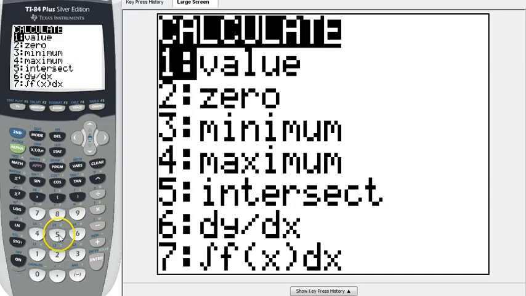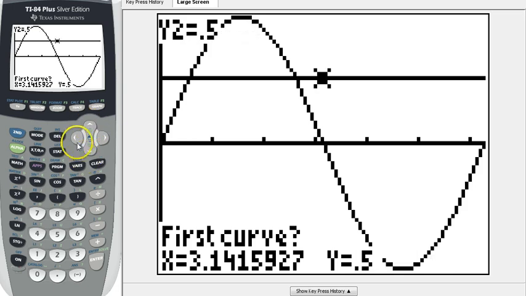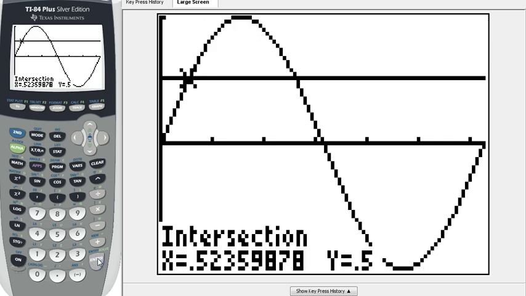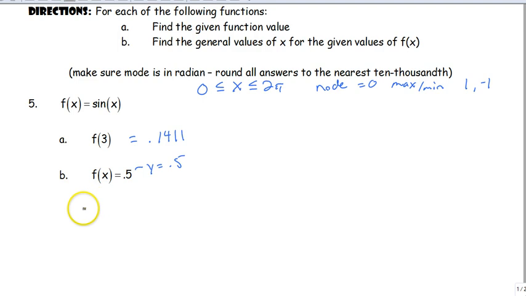So second trace 5 is intersect. I'll hit up to get onto the 0.5 line, and I'll go all the way over to the original starting point. Okay? Now, hit enter a couple times. And I get that the first intersection is at 0.5236 radians. So we have x equal to 0.5236 plus the period, 2 pi k. So 2 pi k.